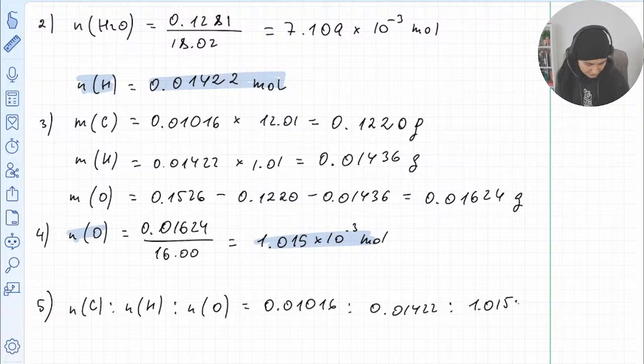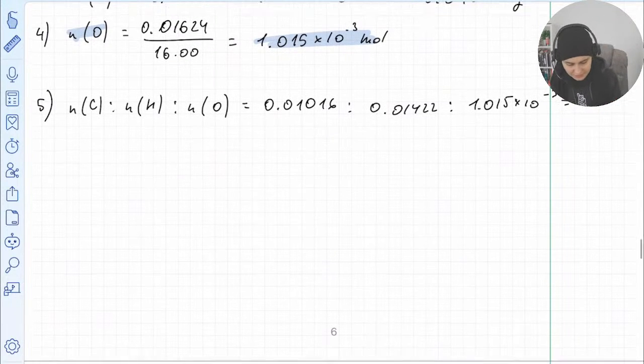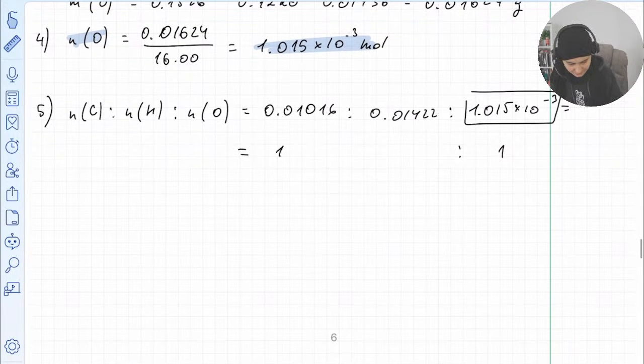And 1.015 times 10 to the negative 3. So I got the ratio. It's not whole numbers, so I divide all the numbers by the smallest, so by this one. So 1 from here. Now 0.01016 divided by the smallest, so by this one, this is 10. Then 0.01422, and this is 14, so that's perfect.